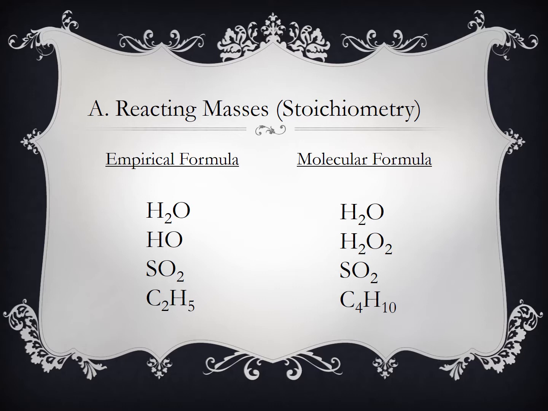Hydrogen peroxide is H2O2. If you reduce that, you get HO, which is not a formula, so it's empirical. SO2 is an actual compound, but it's also reduced, so it is both empirical and molecular. Butane, C4H10, is a molecular formula, but its empirical is reduced down to C2H5, which is not a compound.